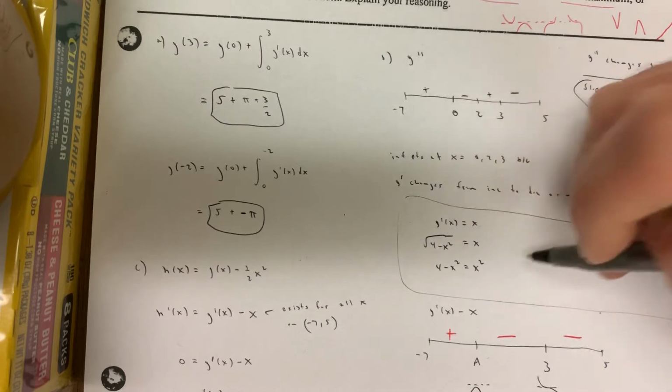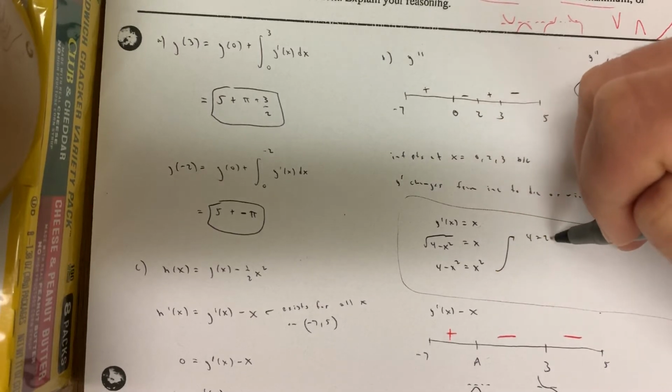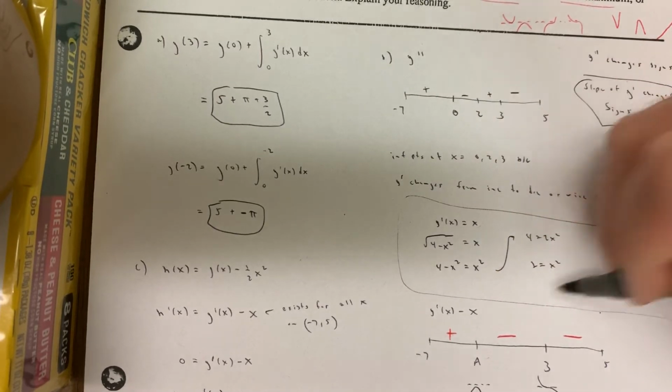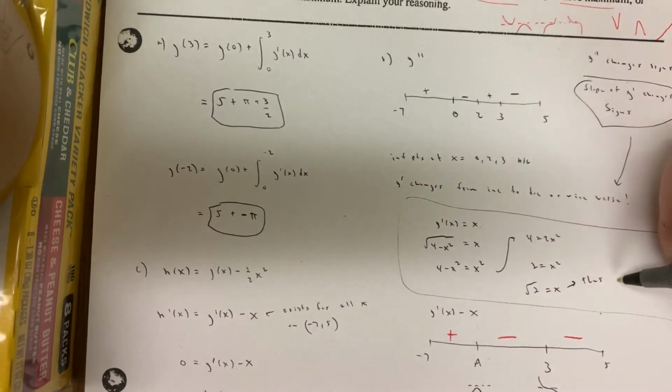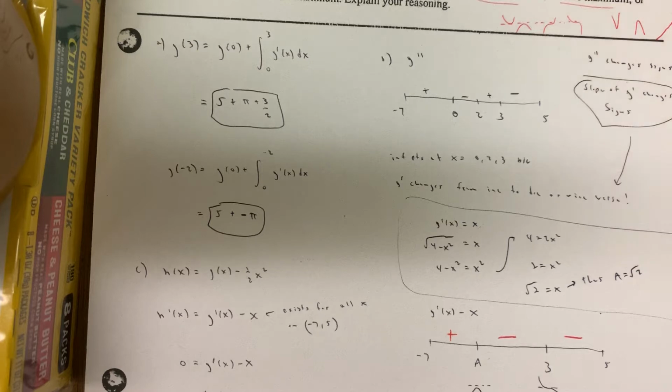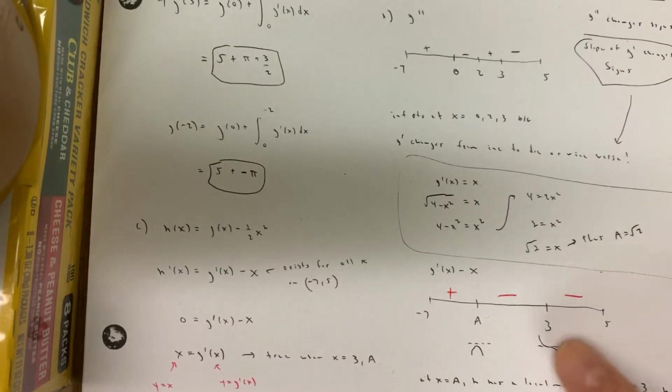If we square both sides, add x squared to both sides. 4 equals 2x squared. So 2 equals x squared. So radical 2 is equal to x. Thus, A equals radical 2. So now they have that value for all the other stuff that you wrote down here.